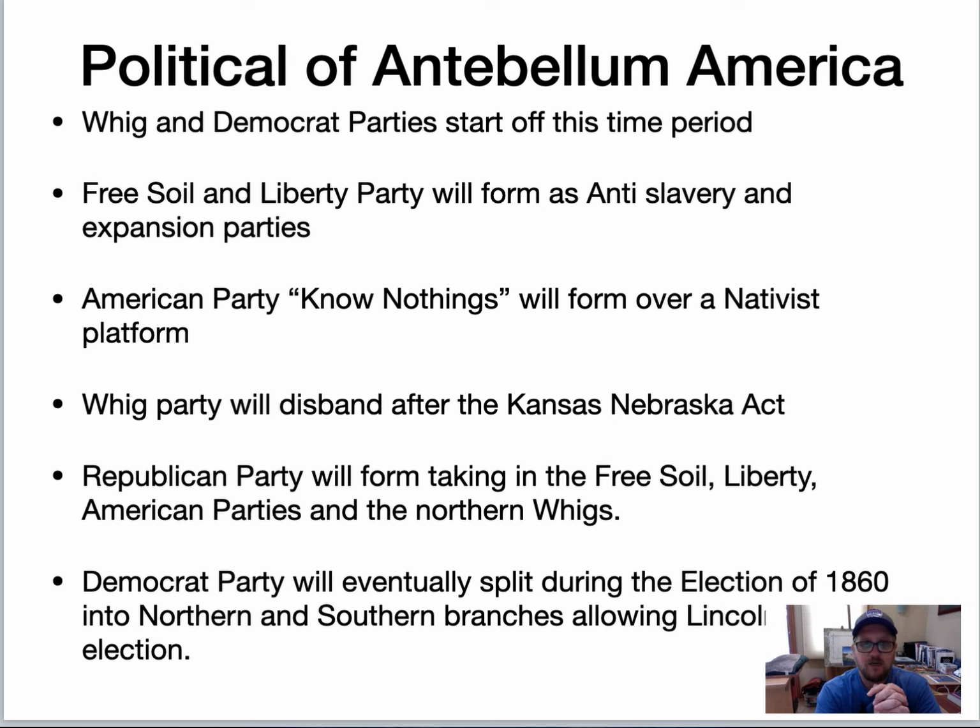Eventually, you'll see the Whig Party disband and collapse after the support of the Kansas-Nebraska Act. Then, because of that, we'll see the Liberty Party, the Free Soil Party, and the Whig Party all sort of join together to form this new regional party, this northern party called the Republicans. And then by the end of this antebellum period, you're going to see the destruction and the splitting of the Democratic Party into 2 different areas, Northern Democrats and Southern Democrats, which will allow for this only 40% popular vote candidate, Lincoln, to get elected in 1860.